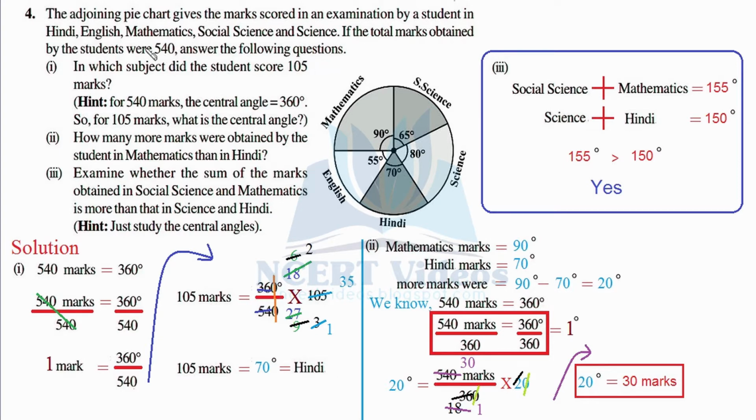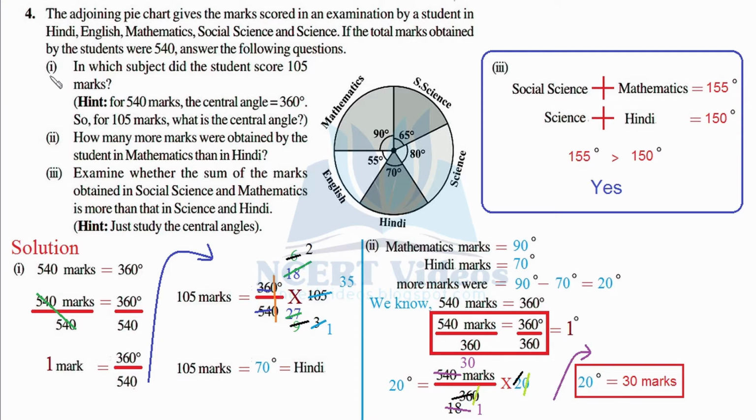Remember, these marks are not maximum marks. These marks are only what he obtained. Therefore, this time we need to equate the central angle, that is 360 degrees, equal to 540. And these different degree measures or sector angle measures provide us this partition of 540 marks based upon 5 different subjects. So this is the basic information that we get from this question.